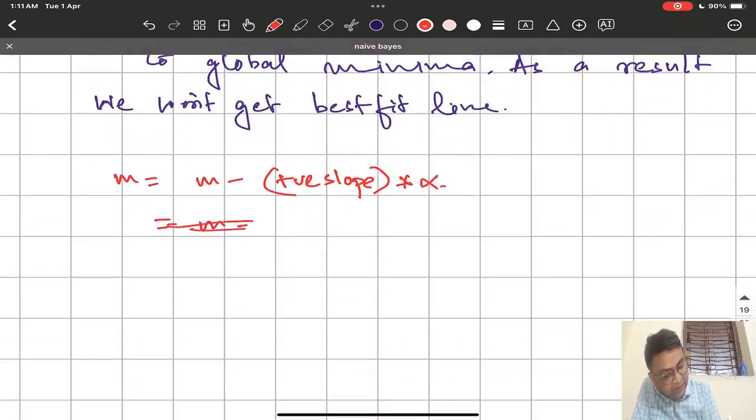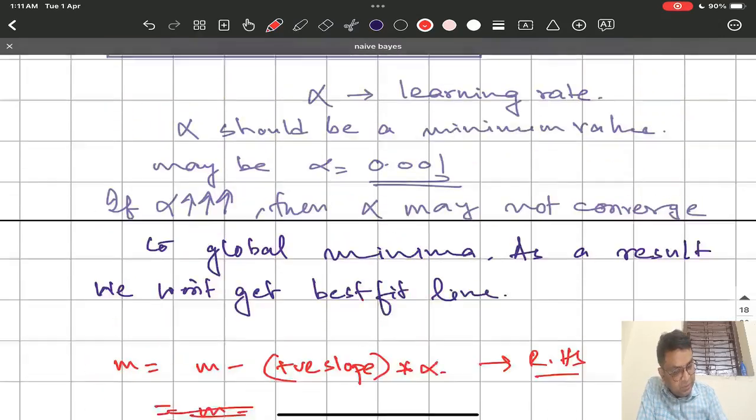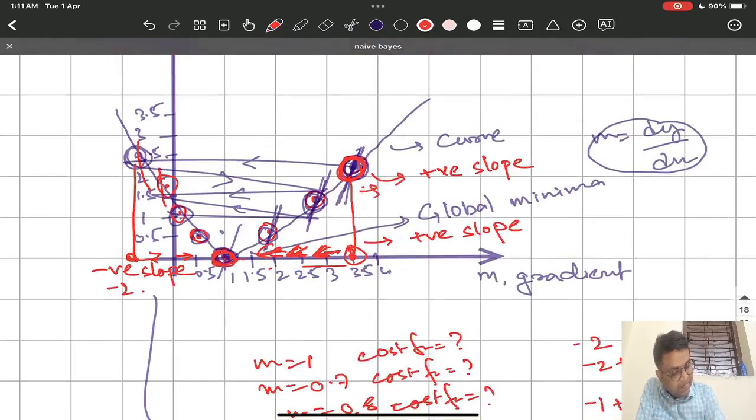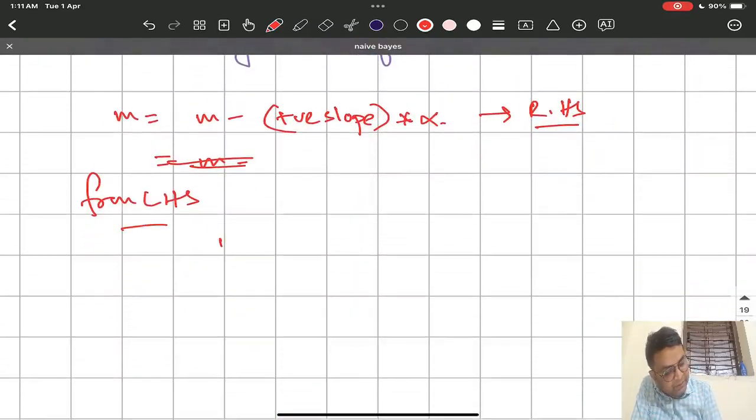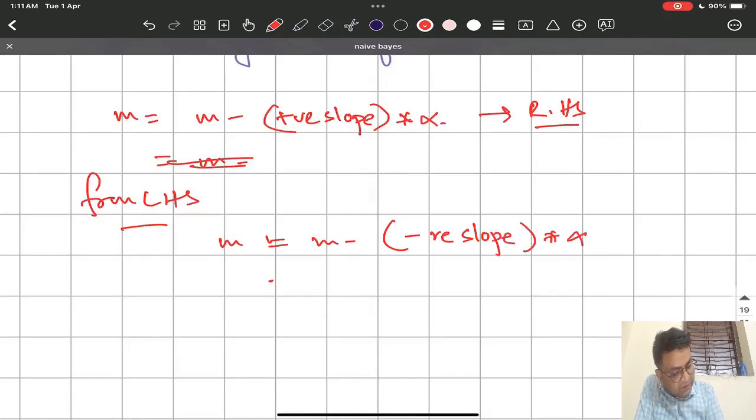ये तो हो गया फॉर पॉजिटिव. इफ इट इज नेगेटिव फ्रॉम LHS, ये RHS का था. RHS में पॉजिटिव स्लोप, ये राइट हैंड साइड है. दिस वन इज द RHS पार्ट, right hand side, and this one is the LHS part. Okay. From LHS, M equal to M minus bracket minus negative slope into alpha. तो माइनस माइनस इज प्लस. तो M plus slope into alpha.